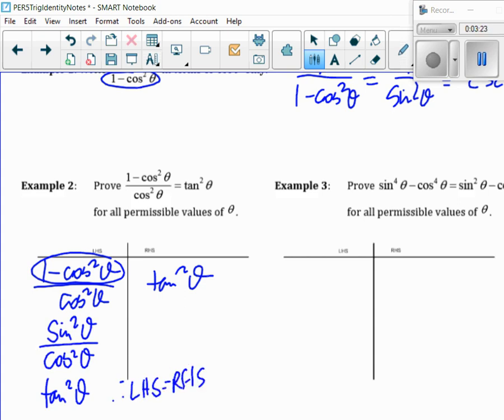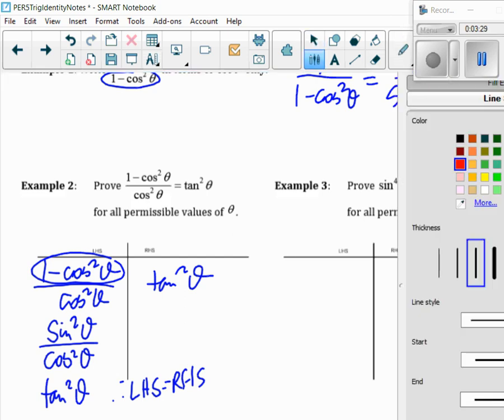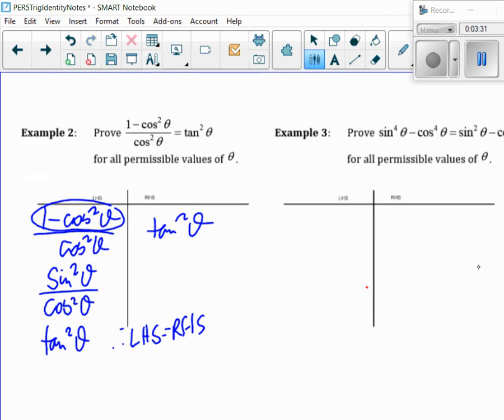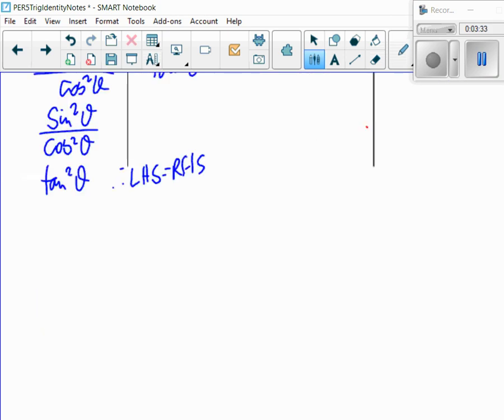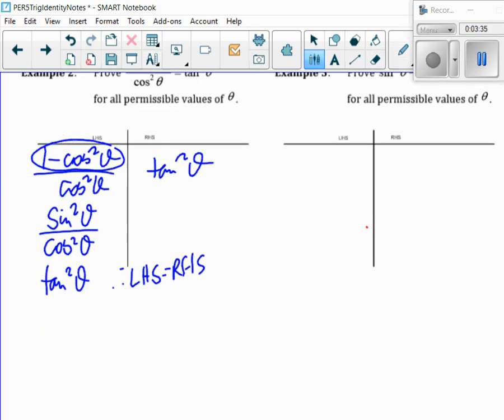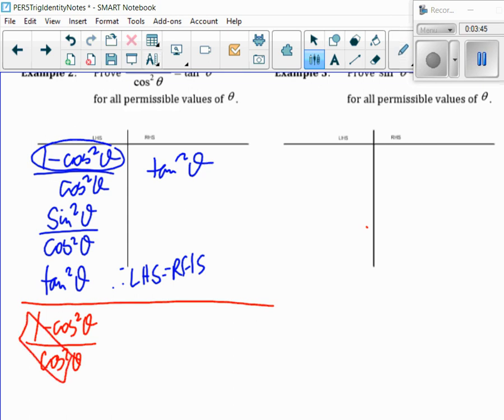Okay, so if you didn't see that, you could have separated this fraction. So I'm going to show you an alteration of this. Again, for doing these proofs, there are going to be many ways to do them. So I'm just going to do this another way. You don't have to write this down. 1 minus cos squared theta over cos squared theta. Do you see? You could separate this fraction. Do you see what I'm saying? So I get 1 over cos squared theta minus 1.